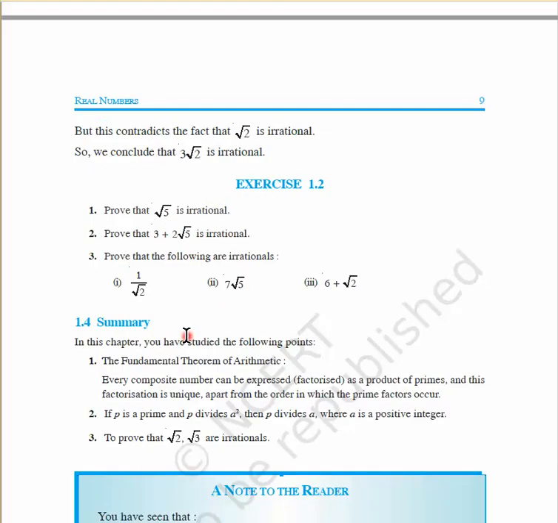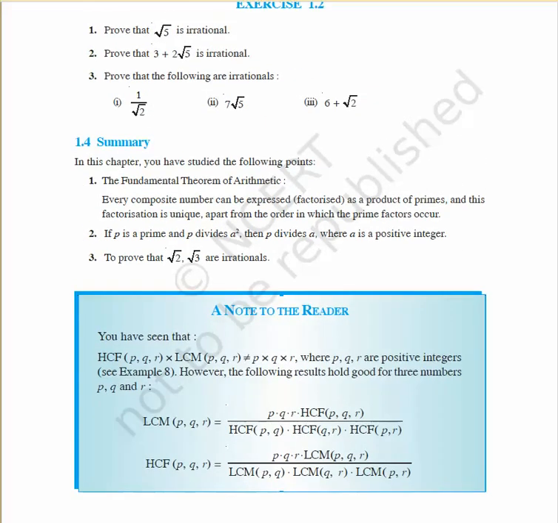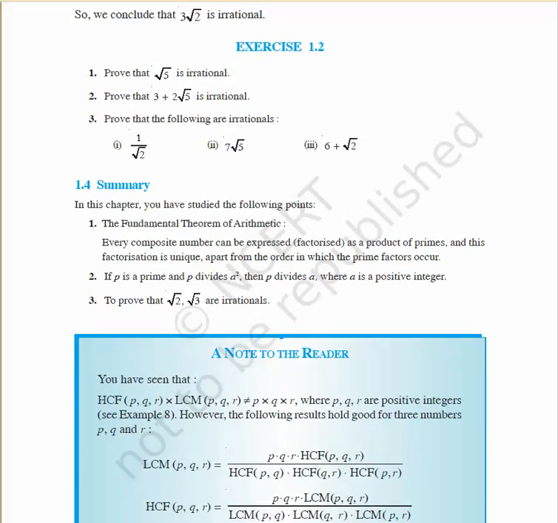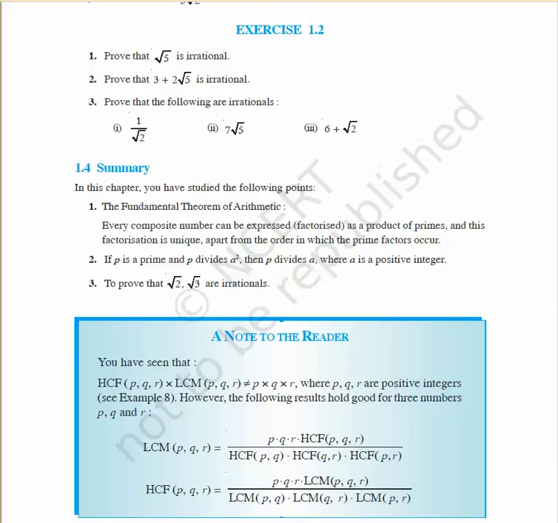So in this chapter, what have we learned? We have learned about the fundamental theorem of arithmetic, and we have learned that if p is a prime number and p divides a square, then p divides a, where a is a positive integer. And then we have learned how to prove that root 2, root 3, etc. are irrational using proof by contradiction, right? And that's all about the first chapter.